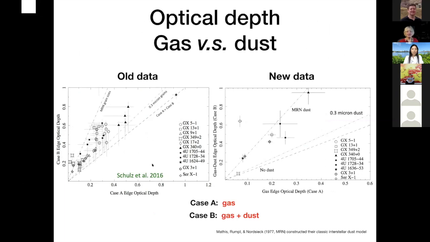We have put the gas and gas plus dust optical depth ratio in this figure. On the left is all data with the scatter due to different instrument modes. On the right we can see most of them are consistent with the MRN standard dust distribution. There are only some exceptions. For example, for GX 3+1, the gas plus dust optical depth is 6 times its gas optical depth.